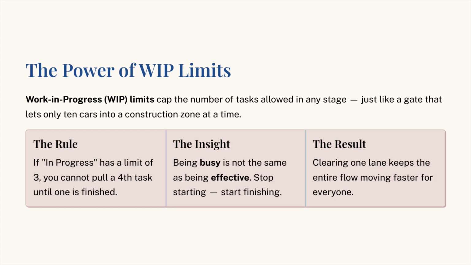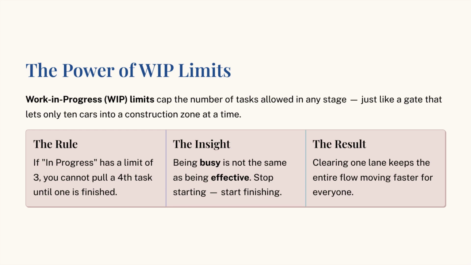It sounds counterintuitive. People feel like they should be busy all the time. But being busy is not the same as being effective. By forcing ourselves to finish one thing before starting another, we clear the lane and keep the flow moving. So now that we have mastered why we need to limit our active work to maintain speed, you might be wondering how we actually identify those hidden problems that slow us down even when we have limits.